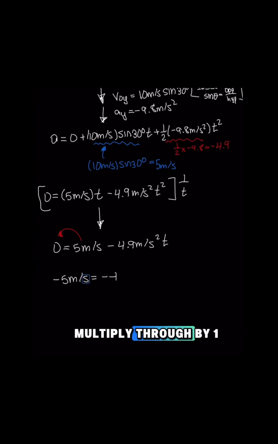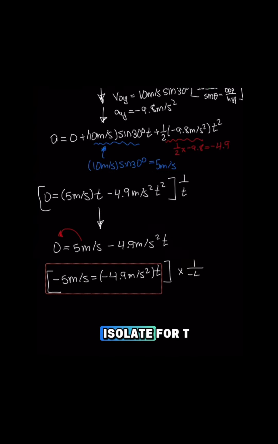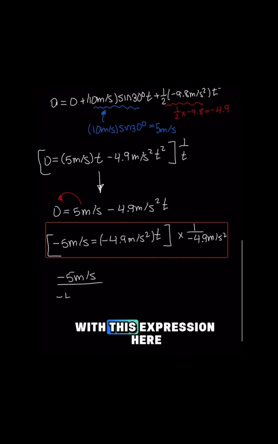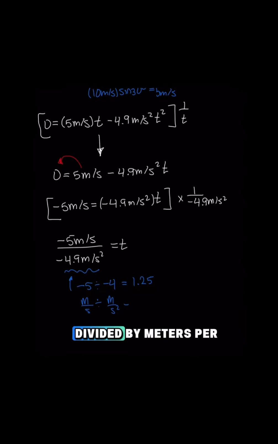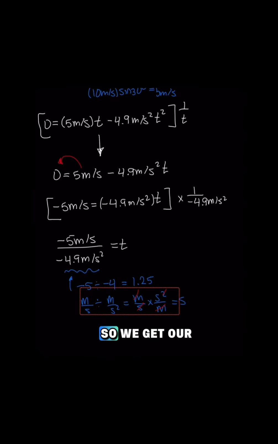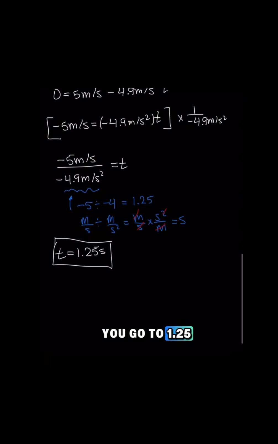We can multiply through by 1 over negative 4.9 to isolate for t, which if we do this, leaves us with this expression here, and then we can just evaluate this term. So negative 5 divided by negative 4.9 is 1.02, and then meters per second divided by meters per second squared is just seconds. So we get our final answer here for the time equal to 1.25 seconds.